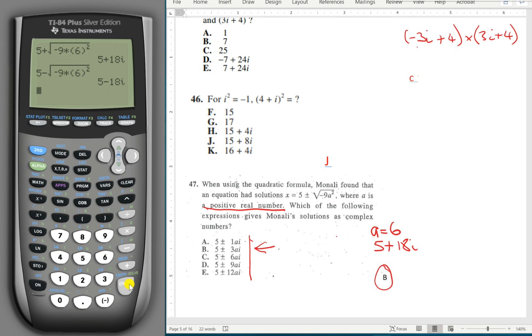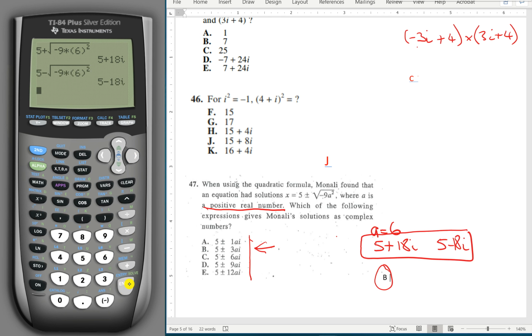What does that give us? 5 minus 18i. So that's what happens if we use a positive real number, we get this.